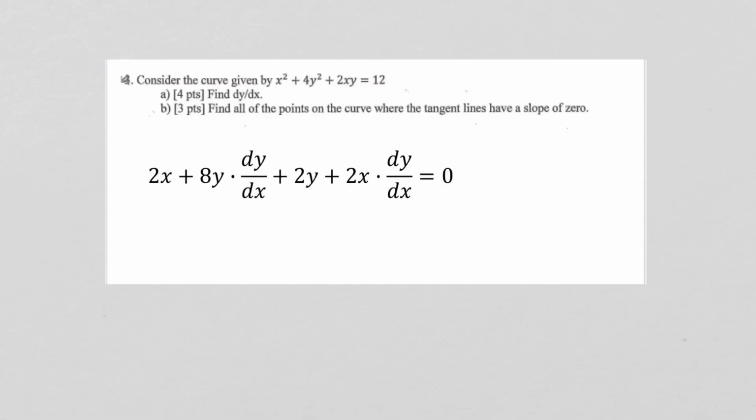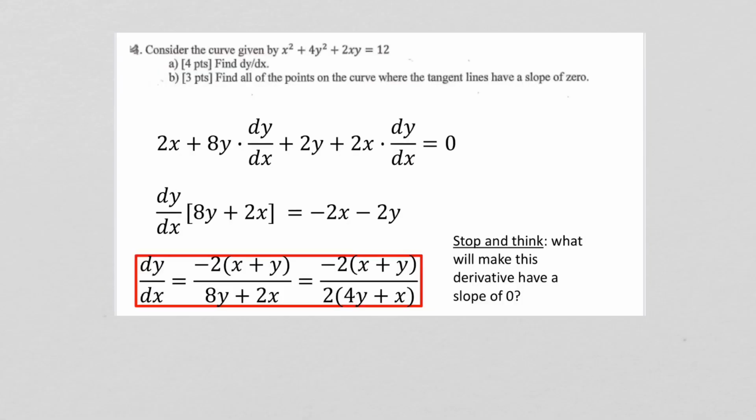So yeah, here's step 1 again. And then here is our step 2 and our step 3. And then what we can do is we can actually factor out a negative 2 because it was negative 2x minus 2y. And then we can factor out a 2 from the bottom as well. Then when we do that, the 2's can cancel. So we're just left with negative x plus y over 4y plus x. Just makes it a little bit easier to interpret.